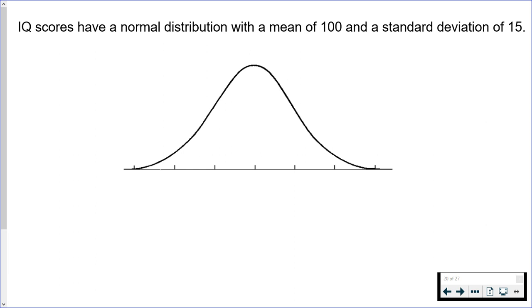So we have an example where it says IQ scores have a normal distribution with a mean of 100 and a standard deviation of 15. Whenever you see normal distribution, you want to draw that normal curve and fill in your values by putting the mean in the middle and then adding and subtracting your standard deviation to the right and the left. So if you want to pause the video and do that on your own, go ahead and do that now.